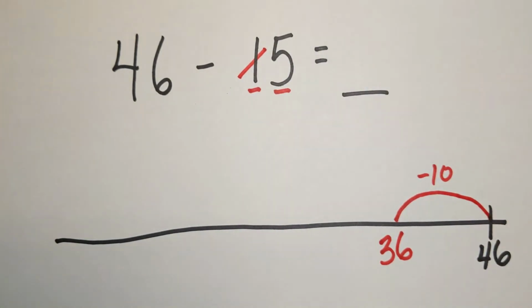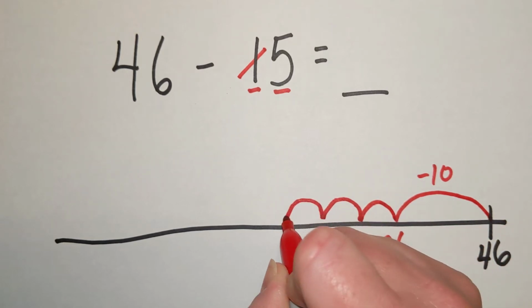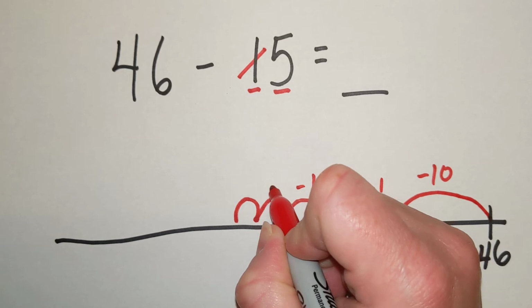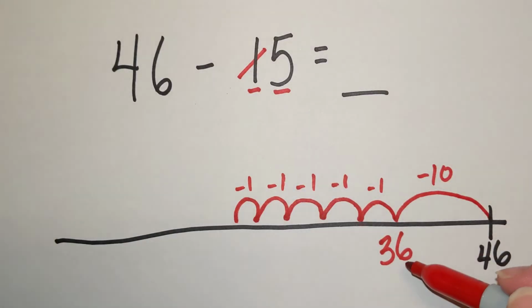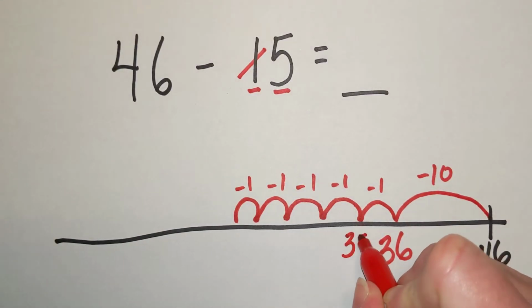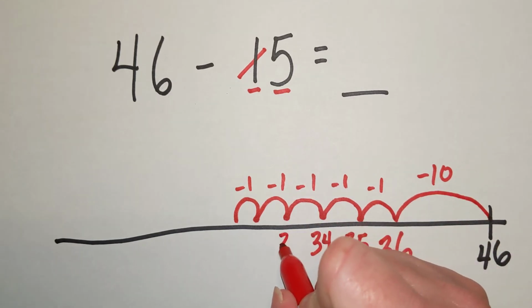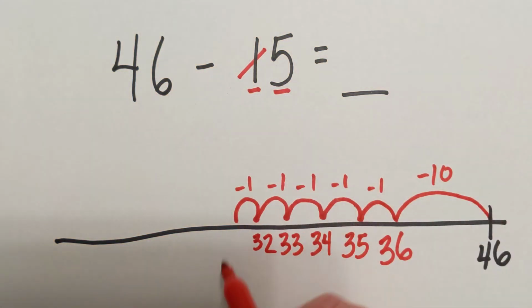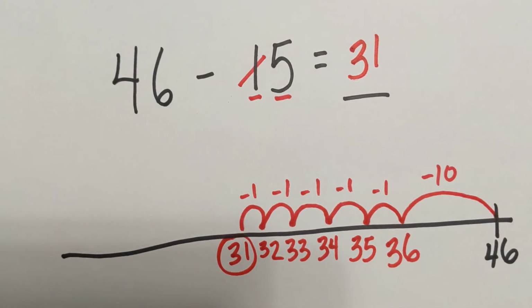So now I'm going to look at my five ones. And I'm going to make my five jumps. One, two, three, four, five. And I could put my minus one. Minus one, minus one, minus one, minus one. So I'm going to count backwards by one. So 36 take away one is 35. Take away one again, 34. Take away one again, 33. Take away one again, 32. And take away one again is 31. So my answer is 31. So I'm going to put that on my answer line.